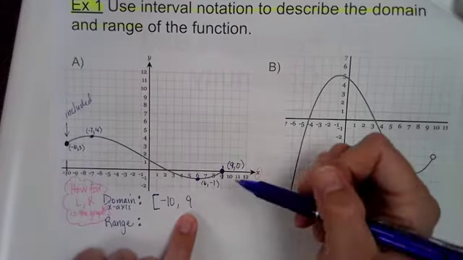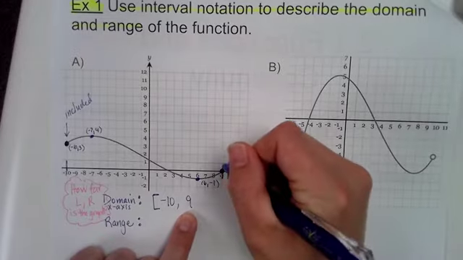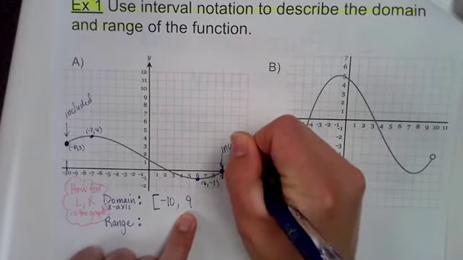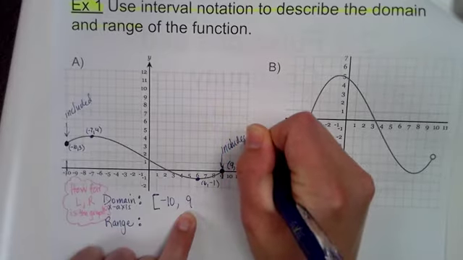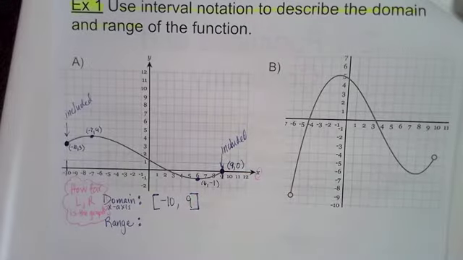What about at 9? Do we have an included or an excluded point? Included point. I-N-C-L-U-D-E-D. It's an included point, nice solid dot, so we use a bracket to include the value of 9.